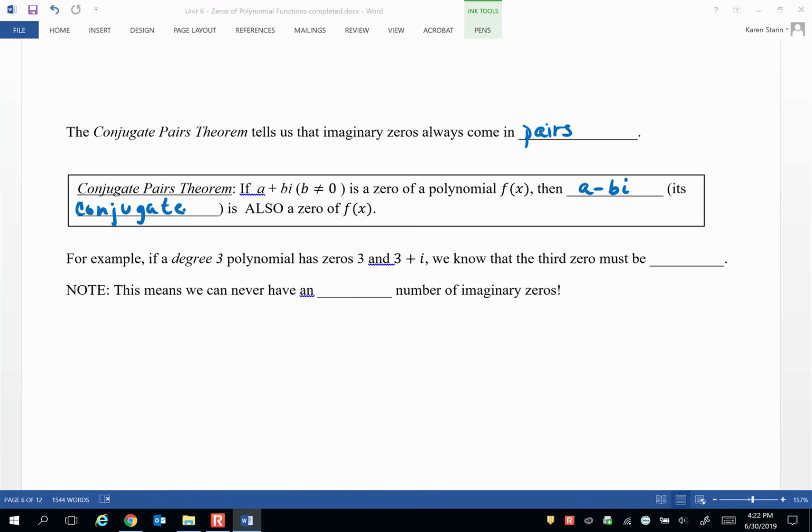So if a degree 3 polynomial has zeros of 3 and 3 plus i, we know that the third zero must be 3 minus i because that's the conjugate of 3 plus i. That's due to the conjugate pairs theorem. So this means that we can never have an odd number of imaginary zeros because they always come in pairs.